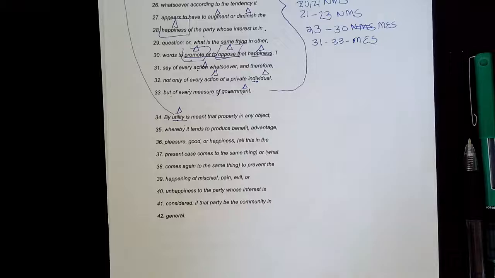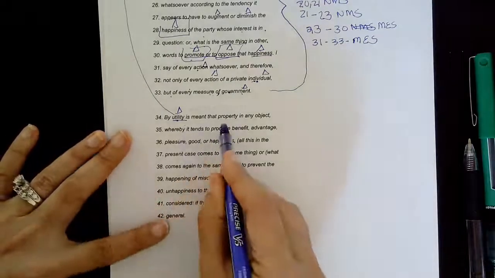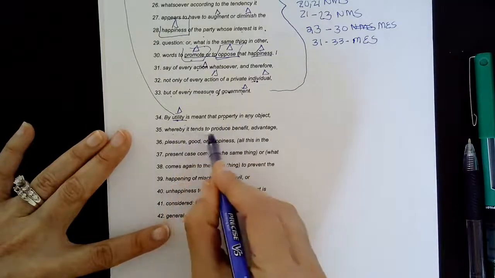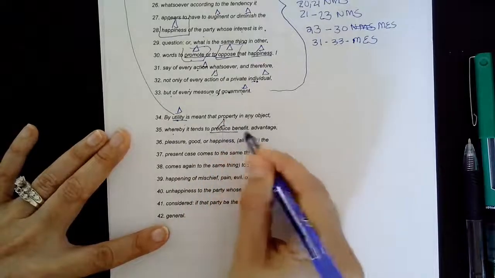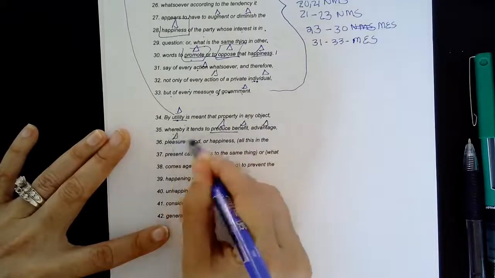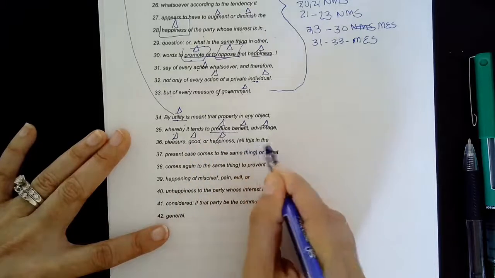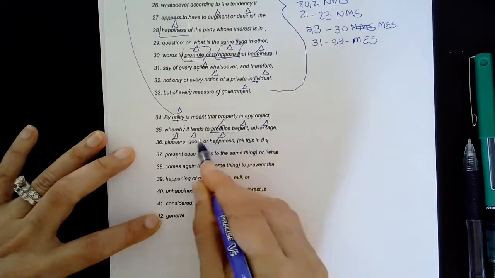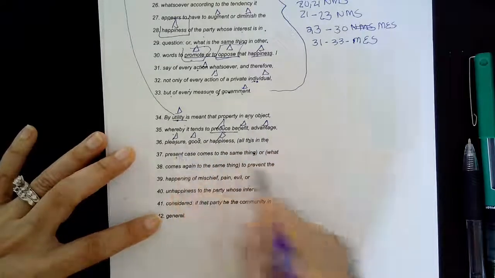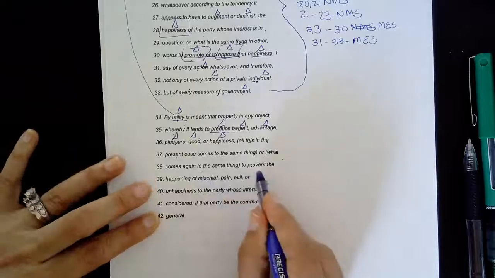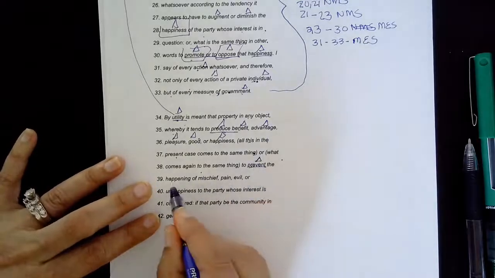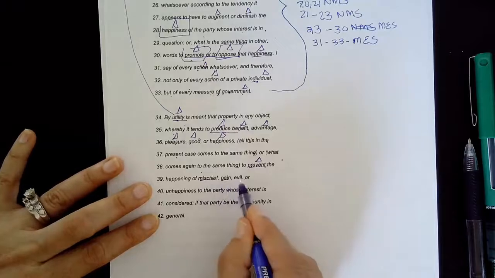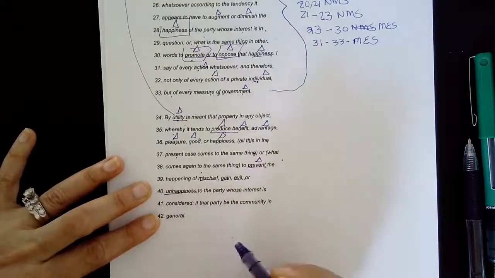So he's saying, hey man, if I'm going to tell you we should live by the principle of utility, I need to explain what I mean by utility. So he says, "is meant that property in any object whereby it tends to produce benefit, advantage, pleasure, good, or happiness. All this in the present case comes to the same thing." In other words, all of these words are basically synonyms. "Or what comes again to the same thing, to prevent the happening of mischief, pain, evil, or unhappiness."